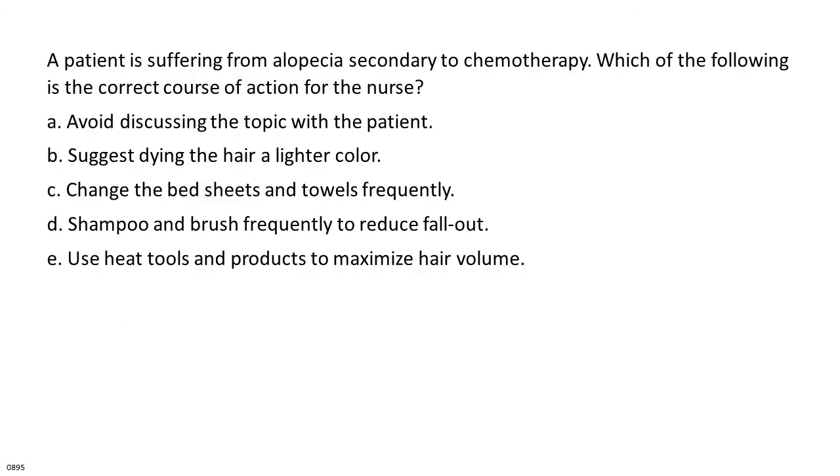A patient is suffering from alopecia secondary to chemotherapy. Which of the following is the correct course of action for the nurse? A. Avoid discussing the topic with the patient. B. Suggest dyeing the hair a lighter color. C. Change the bed sheets and towels frequently. D. Shampoo and brush frequently to reduce fallout. E. Use heat tools and products to maximize hair volume.